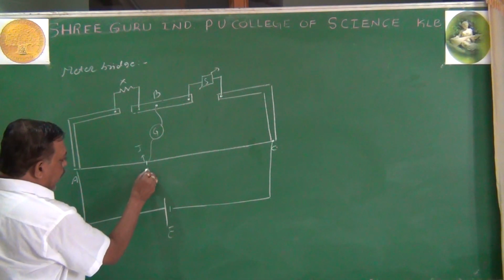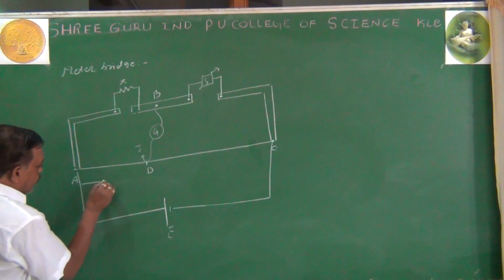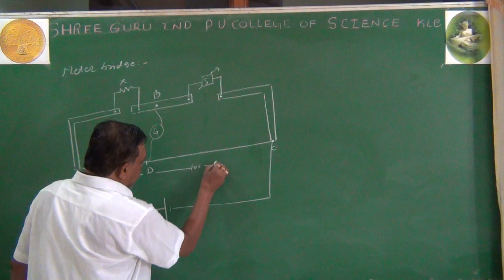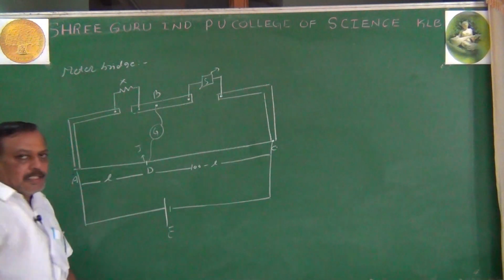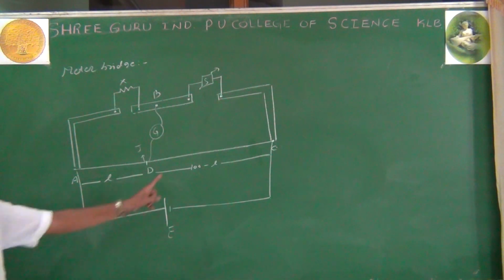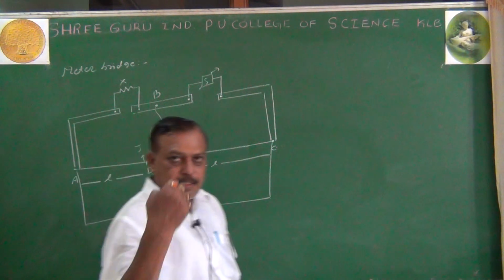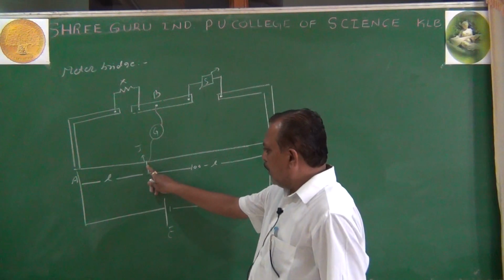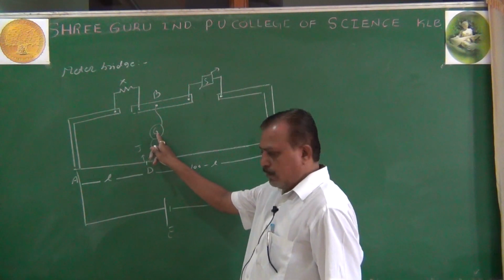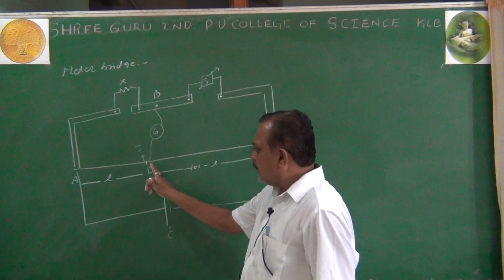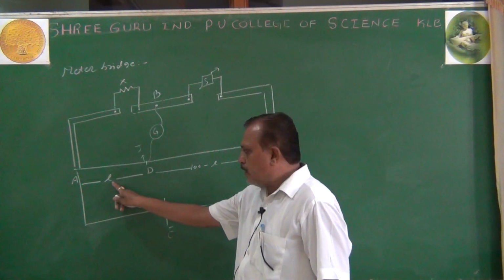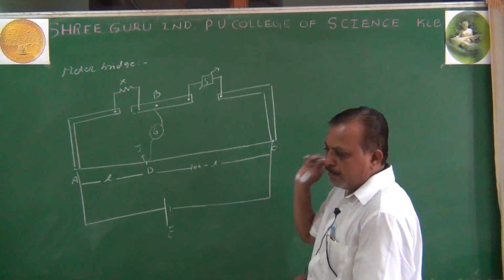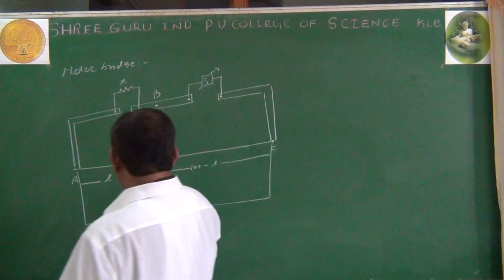Now this is called the balancing point, and this length is called the balancing length L, and the remaining is nothing but 100 minus L, because this is 1 meter, 100 centimeter. If it is in terms of meter, 1 minus L. If it is in terms of centimeter, 100 minus L. Now this is our balancing point D. From point A, the length on the wire at which the galvanometer shows zero deflection is the balancing length in centimeter. Then the remaining is 100 minus L. Is it clear? I call this point D.